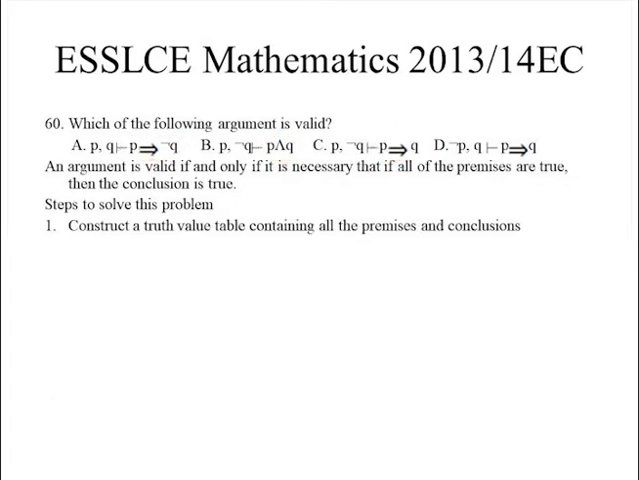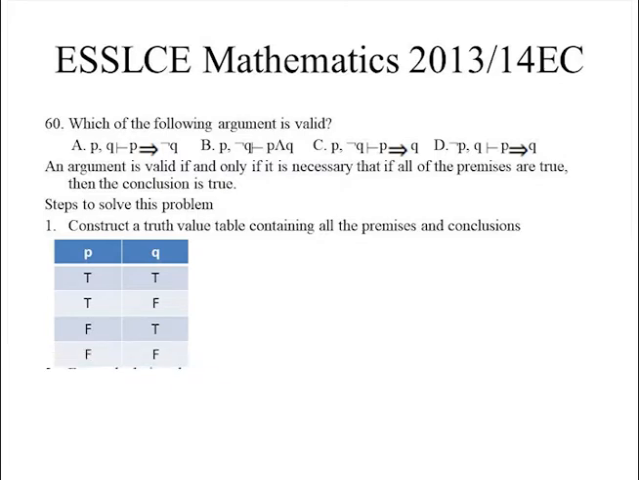Let's start by assigning the possible values for P and Q. P can be true and Q can be true. P can be true and Q can be false. P can be false and Q can be true. P can be false and Q can be false.